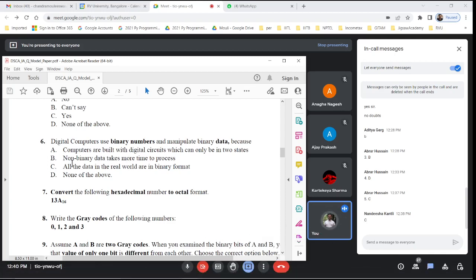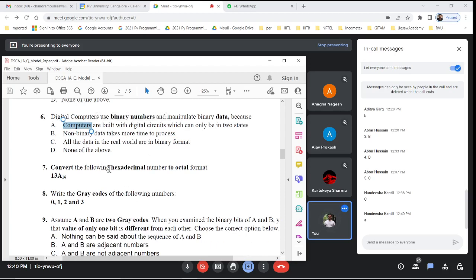It's A. Computers are built with digital circuits which can only be in 2 states. I told you many times, it's a digital circuit, 2 states. Non-binary data takes more time to process. I agree, in terms of analog computing, but that is not the reason here. We are using binary because we want computers to manipulate numbers. All the data in the real world are in binary format is a wrong statement. If you choose this option, maybe negative marks should be given, but I won't give you. Don't worry. So the right answer is A.